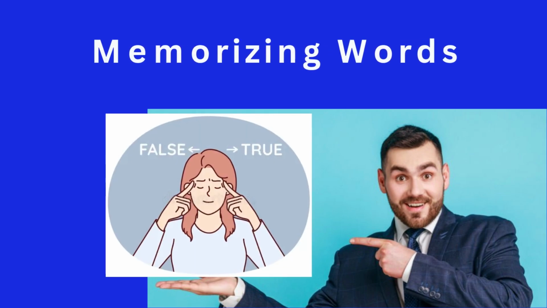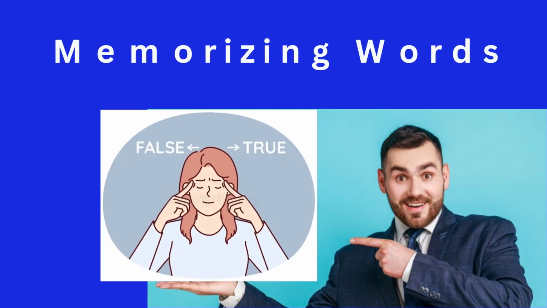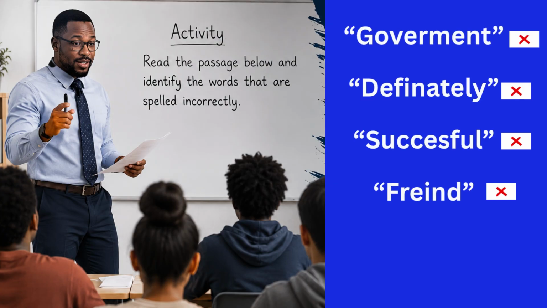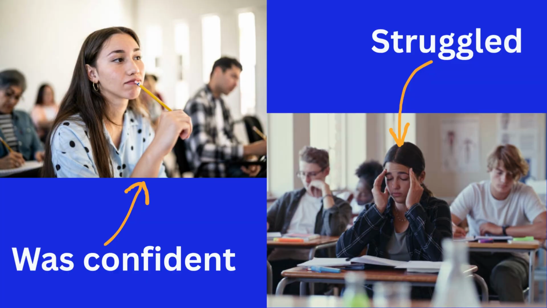Over the years, I've taught many students who believe that good spelling was simply a matter of memorizing words. One day, I gave a group of students a short written passage and asked them to identify the words that were spelled incorrectly. Something interesting happened. One student quickly spotted a couple of mistakes and corrected most of them with confidence. Another student struggled to find many of the errors. Why? Because if you can't spell the word correctly yourself, it's much harder to recognize when it has been spelled incorrectly by someone else.